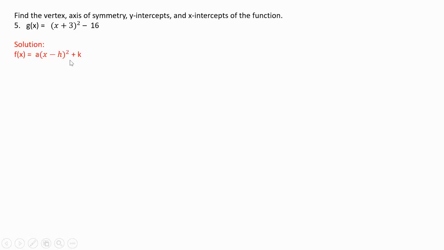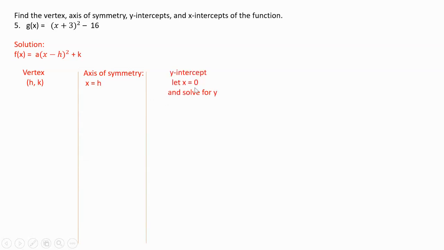Okay, my vertex is going to be h, k. So for example, if it's negative here, it's going to be positive in the vertex, and if it's positive here, it's going to be negative, because on the formula it's always reversed. So this is my vertex, and the axis of symmetry will be x equals h. For the y-intercept, we're going to let x equal 0 and solve for y. And for the x-intercept, we're going to let y equal 0 and solve for x.